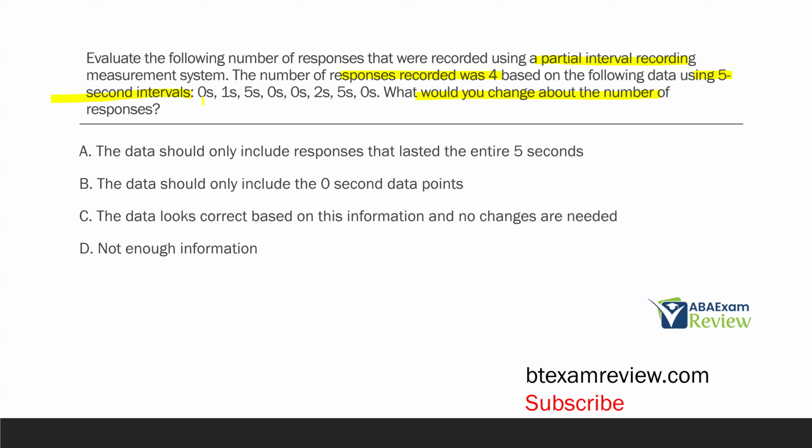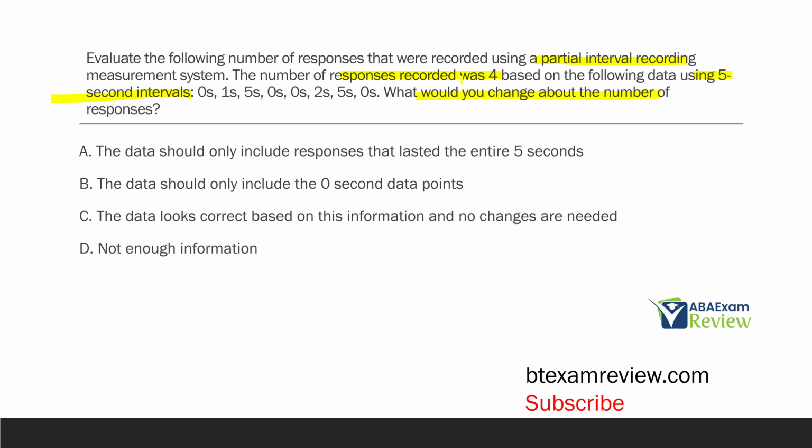0 seconds for first interval. Behavior didn't happen, no responses. 1 second and 5 seconds. Behavior happened, so that's 2 responses. 0, 0, no responses. 2, 5, that's 2 more responses, and 0. So we recorded 4 responses.